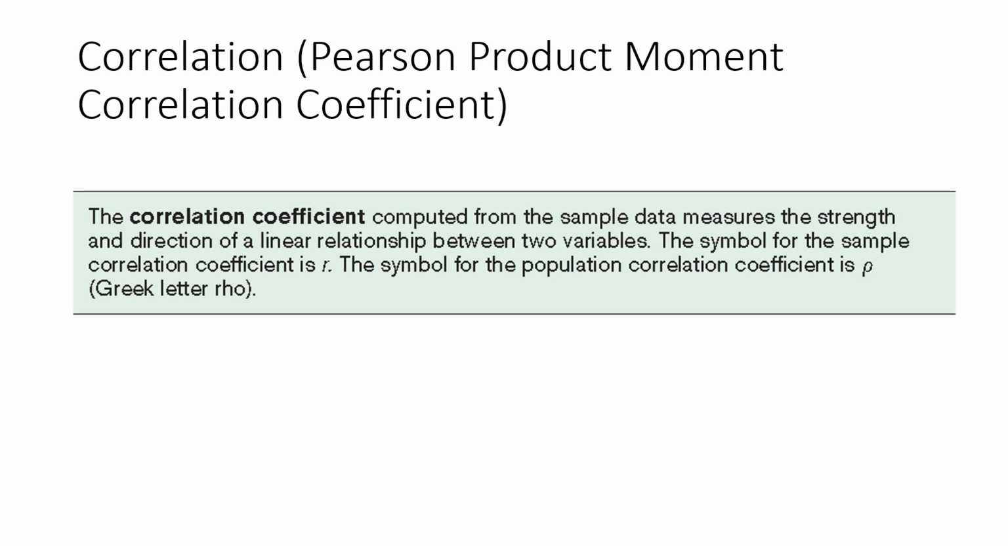Okay. The symbol for the population correlation coefficient is this symbol, which is the Greek letter rho. So the correlation coefficient, as stated, statisticians use a measure called the correlation coefficient to determine the strength of the relationship between two variables. There are several types of correlation coefficients.